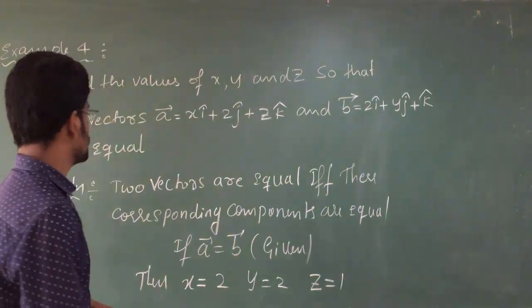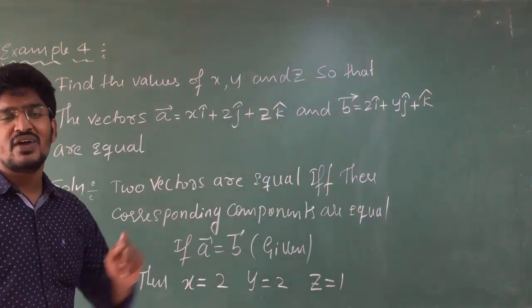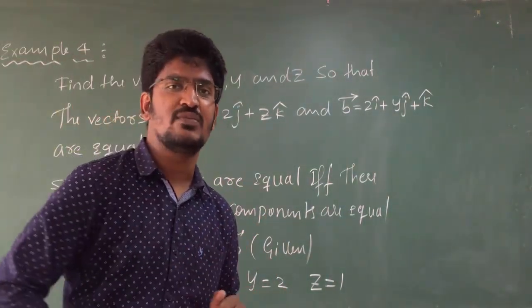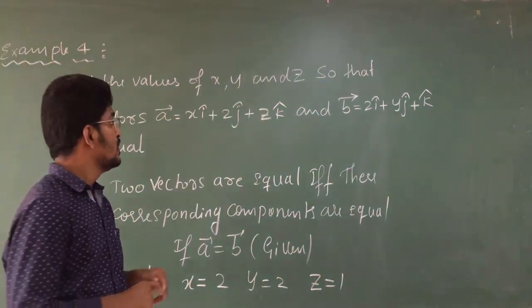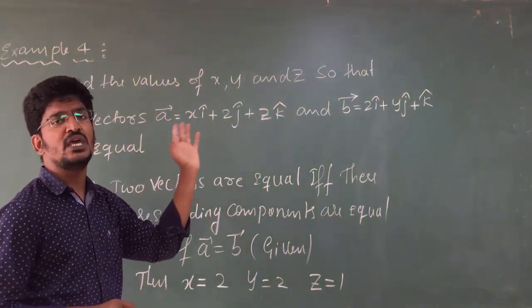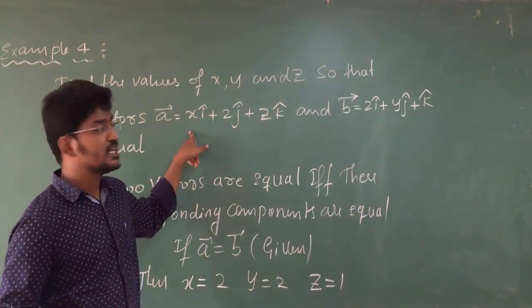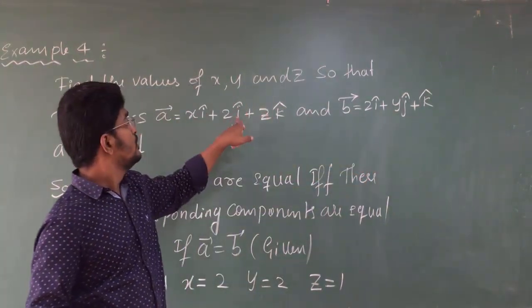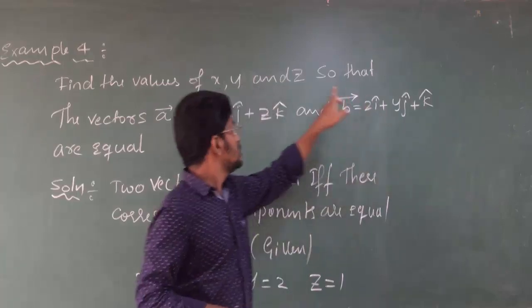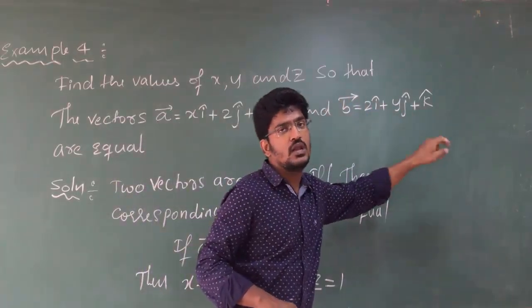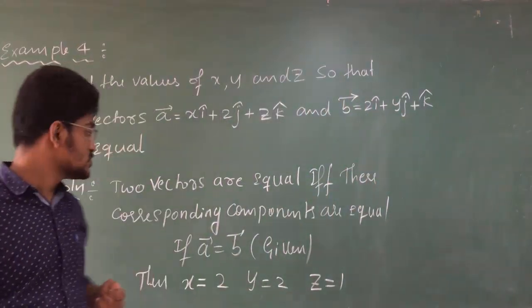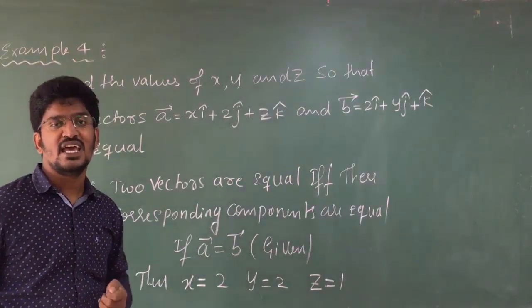Two vectors are going to be equal if and only if they are having same magnitude and in the same direction. Therefore their corresponding components have to be equal, then only they are said to be equal vectors. For that reason, x will be equal to 2, 2 will be equal to y and z will be equal to 1. Therefore x is 2, y is 2, z is 1.